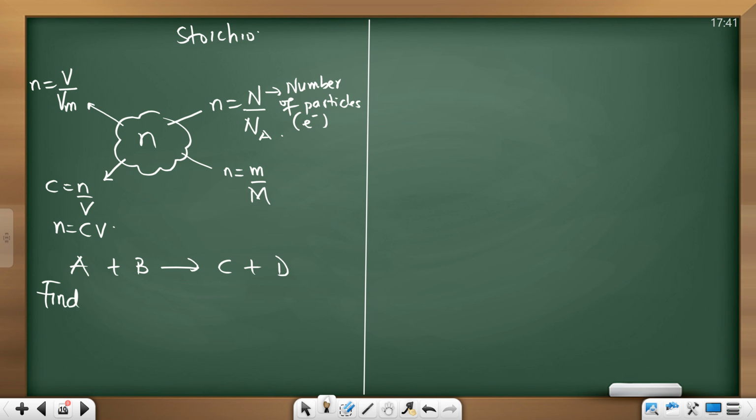Find the mass of A. For me to find mass, what do I need? Number of moles, because the molar mass of A I'll get from the periodic table. But I will not have the number of what? Moles. Please check here. They will not give you that number of moles.